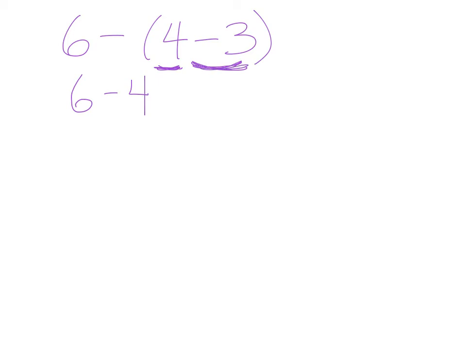Those negative 3 that appear to be taken away are not really, because it's the opposite of taking away those 3. We end up adding those 3 back, or we can consider the opposite of a negative 3 as a positive 3. And again, 6 minus 4 is 2, and 2 plus 3 is 5. We'd still get the same value with or without the parentheses.